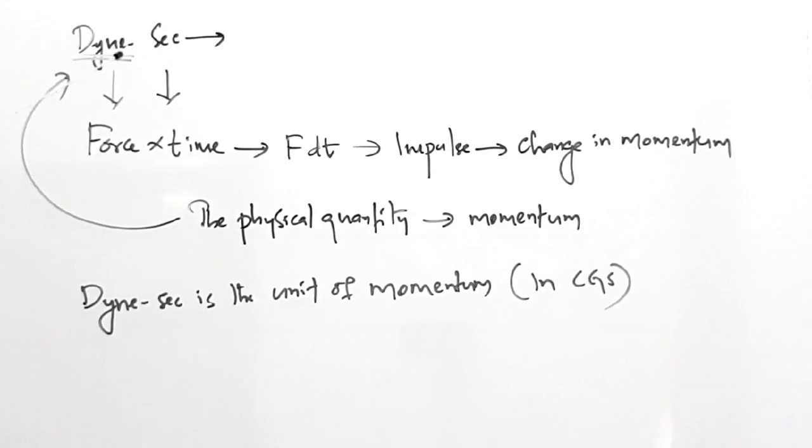Here we have to find out the physical quantity that is having unit dyne second. So dyne is the CGS unit of force into time. Second is the unit of time. So this is CGS system.